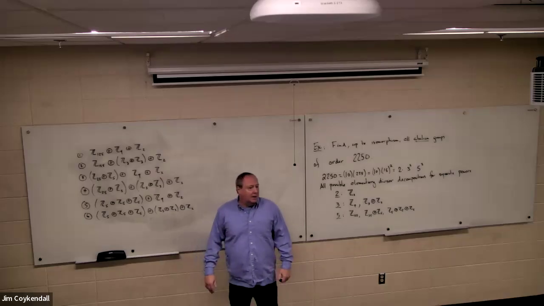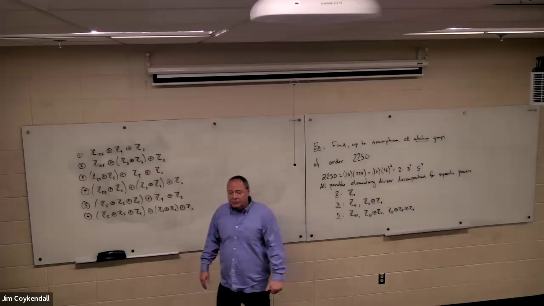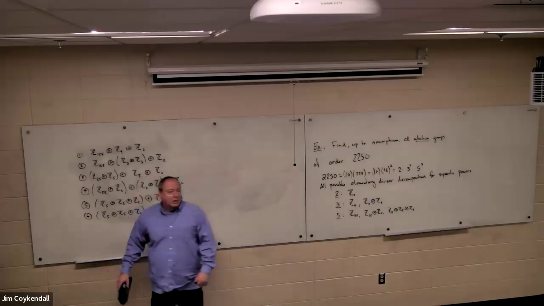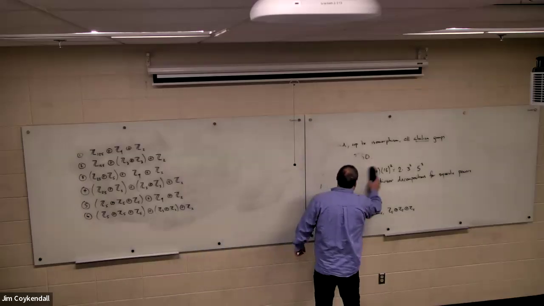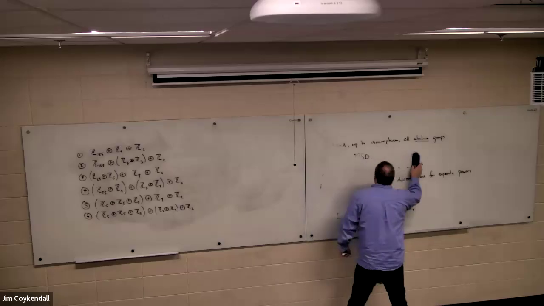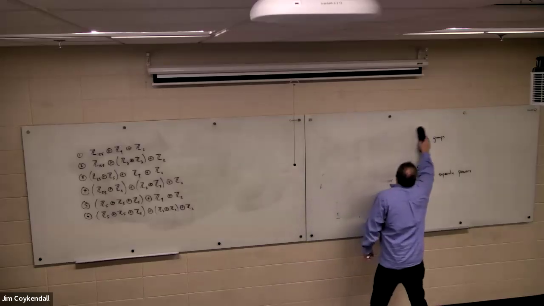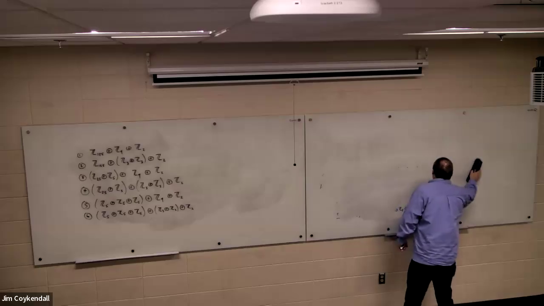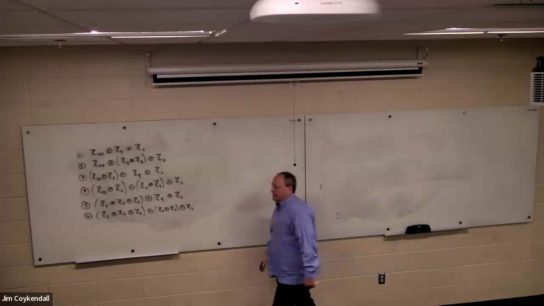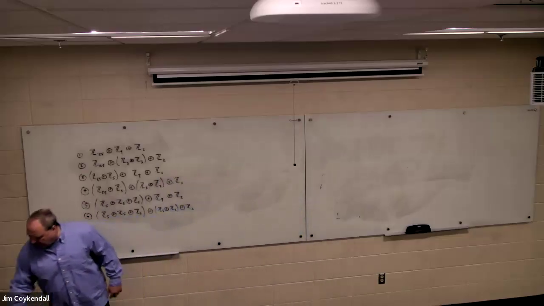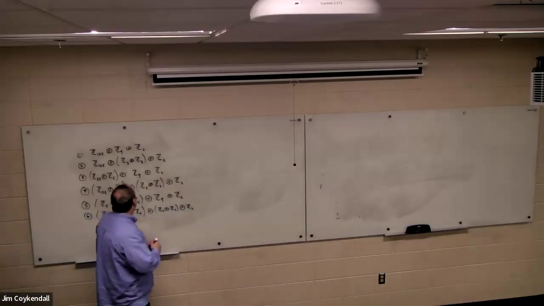These are all the possible elementary divisor decompositions for a group of order 2,250. I will also, in tandem, give the invariant factor decomposition. You can work this both ways. I'll show you how to work from elementary divisor to invariant factor.